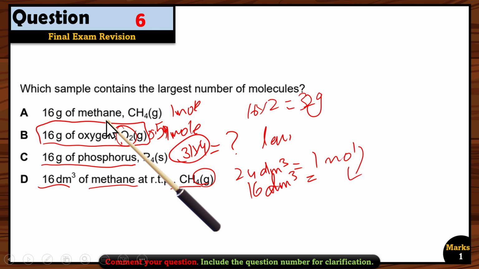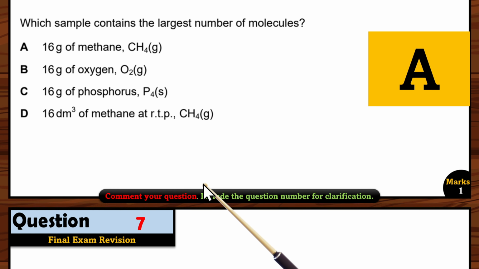So we are only left with the first option A. It is 1 mole. All of them are less than 1 mole. So option A is the right option.